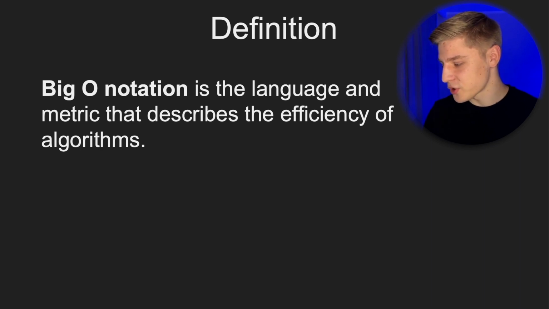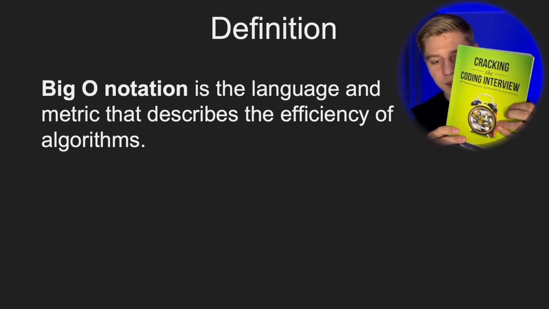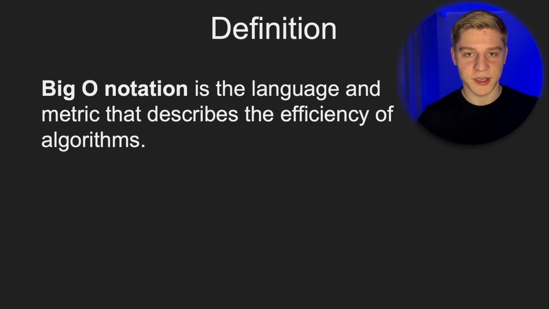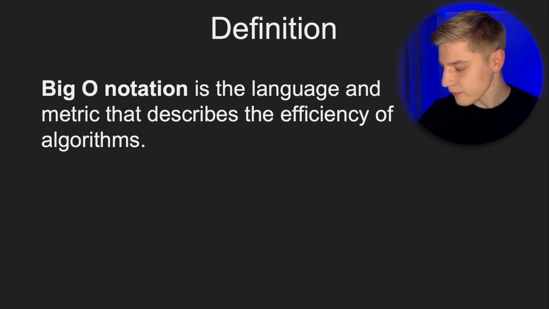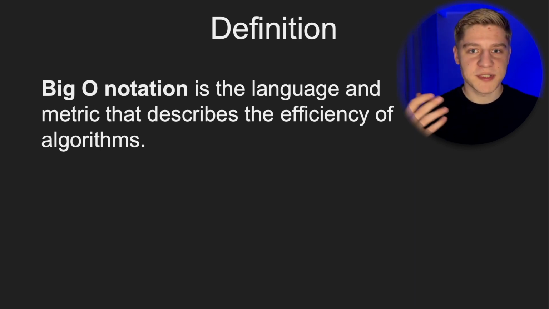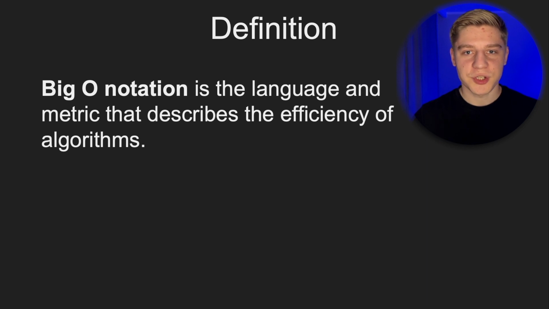I took this definition from the book Cracking the Coding Interview by Gayle Laakmann McDowell. And to be more precise, Big O notation is a way to describe how long an algorithm takes to perform as its input size grows. And we'll see it visually on the next slide.